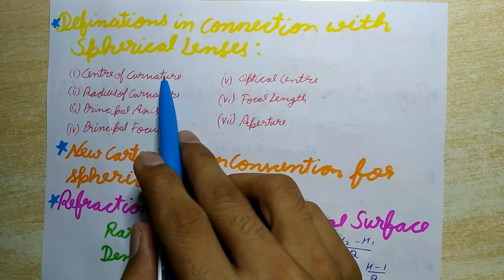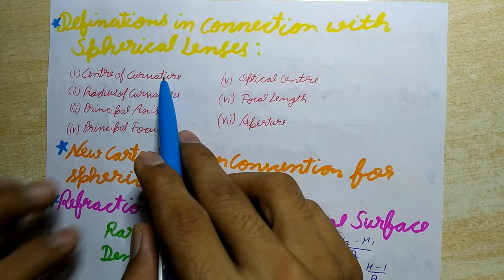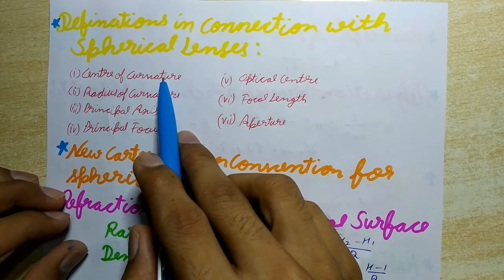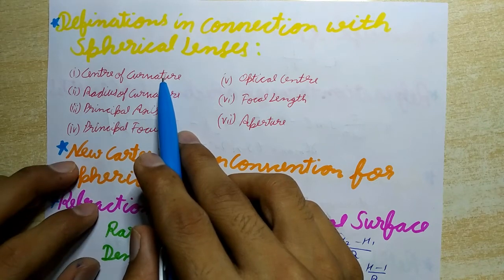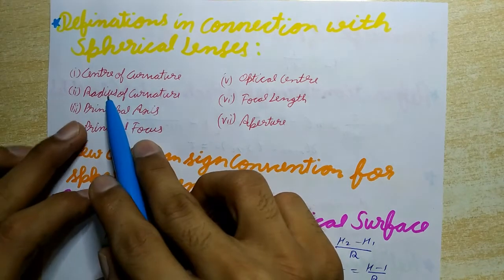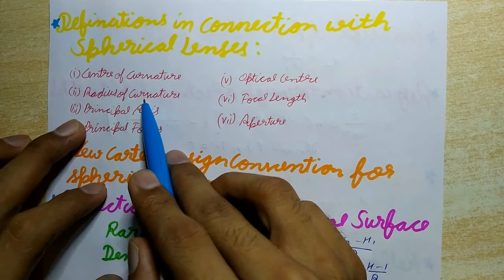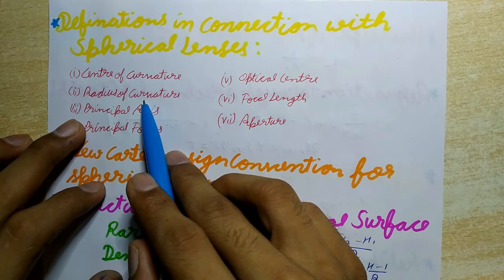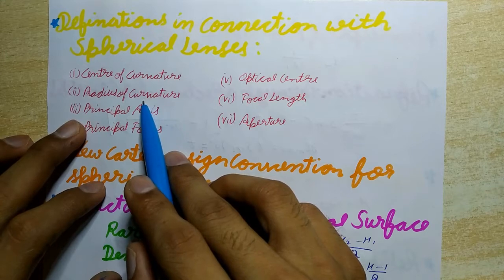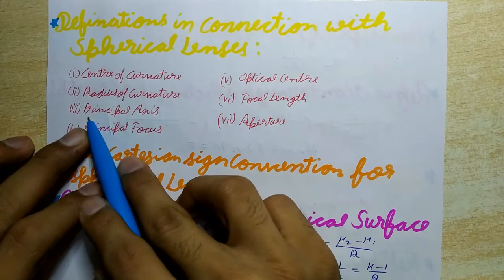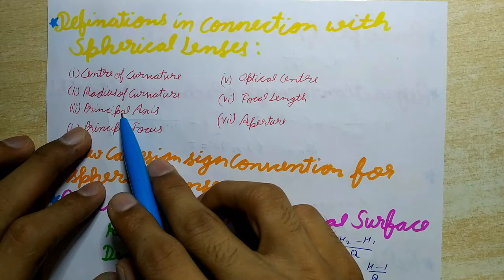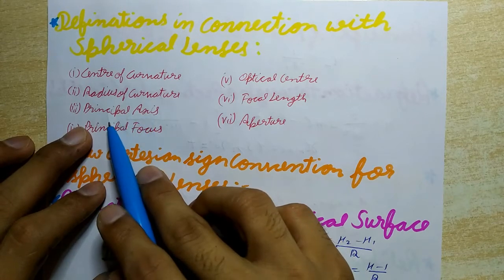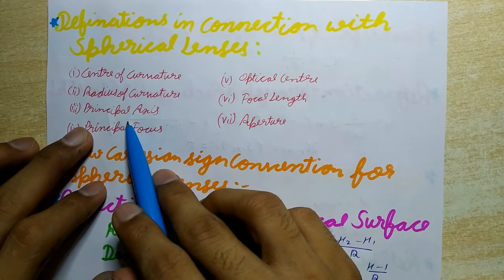The center of curvature of the surface of a lens is the center of the sphere of which it forms a part. Because the lens has two surfaces, it has two centers of curvature. Next, second is radius of curvature. The radius of the surface of a lens is the radius of the sphere of which the surface forms a part. And third is principal axis. It is the line passing through the two centers of curvature of a lens.